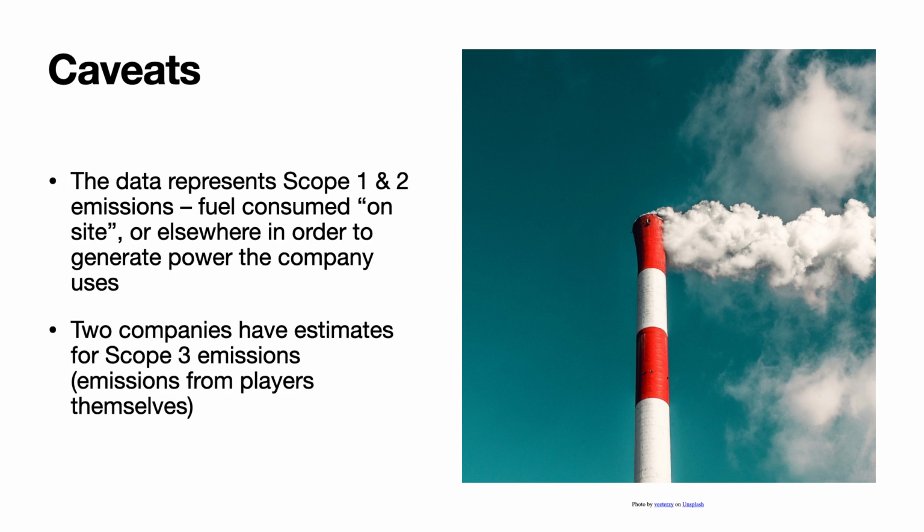Two companies also included estimates for their downstream or Scope 3 emissions, which is emissions that are made by the end consumer of the company's products. So in this case, that's the players themselves. And I haven't included that on this table because that very quickly gets very complicated. I mean, all of this, it should be said, is extremely complicated. Even getting it to this level of semi-clarity has been a real challenge.